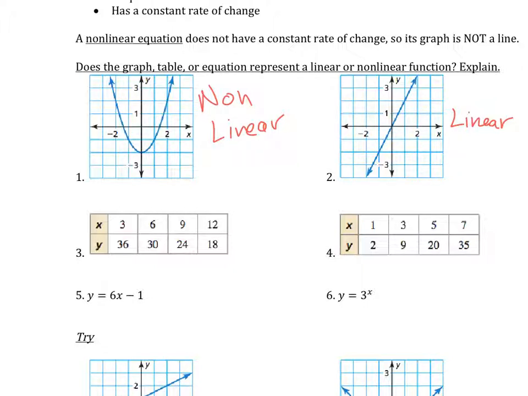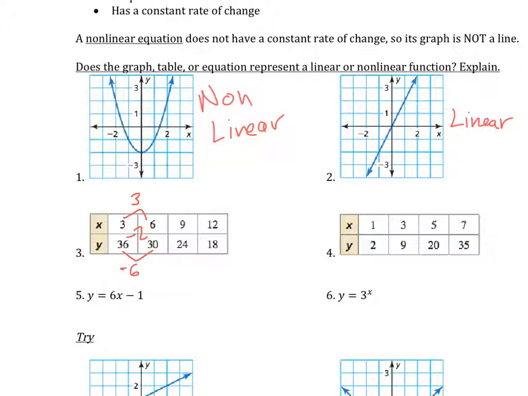So my rate of change, remember, is determined by how the x's and y's are moving. So to go from 3 to 6, usually we do our y's on top. So 36 to 30 is minus 6. 3 to 6 on top is 3. So in order to figure out if I have a constant rate of change, I'm kind of looking at the two in unison. So negative 6 over 3 would be negative 2. So the rate of change here is negative 2, so that's good.